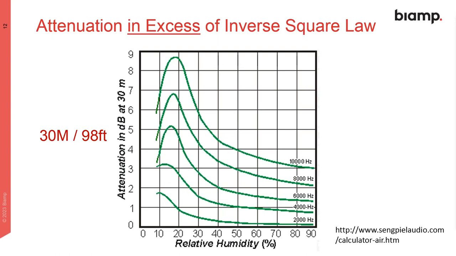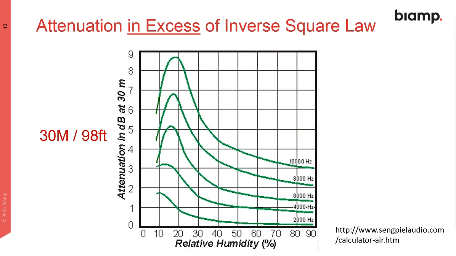So if we look at the attenuation in excess of inverse square law on this chart, on the left vertical scale, we have additional attenuation at 100 feet, or 30 meters. And along the bottom, we have our humidity range. Our various graphs here show the added attenuation per 100 feet at 2 kilohertz. You can see at 30% humidity, it's only about an extra half a dB. Not a big deal. As we move up in frequency to 4 kilohertz, again at 30% humidity, we're losing an extra dB and a half.